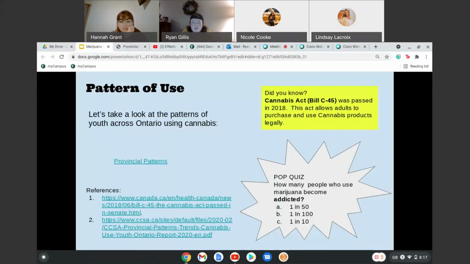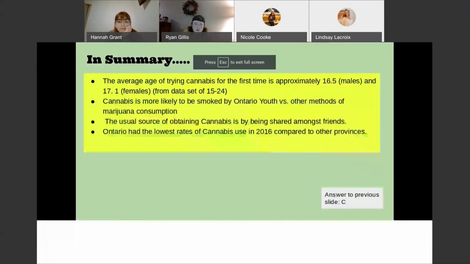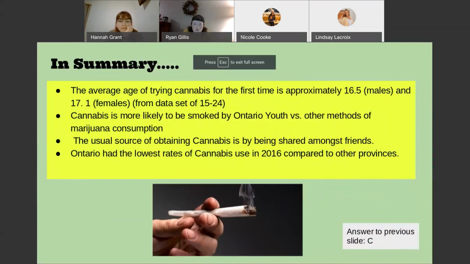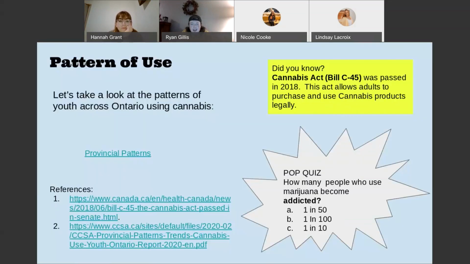Pop quiz. How many people who use marijuana become addicted? Type in the chat bar if you think it is A, 1 in 50, B, 1 in 100, or C, 1 in 10. And I will give you all 10 more seconds to answer that. Awesome. The answer to that previous slide was C. 1 in 10 people who use marijuana become addicted.